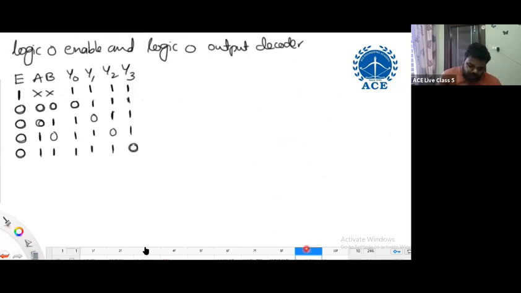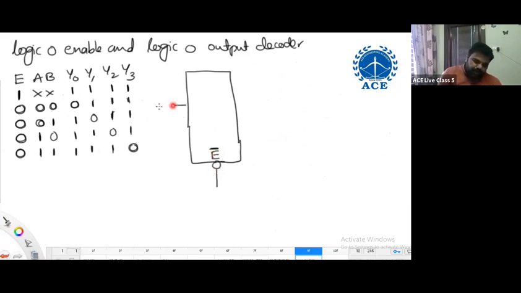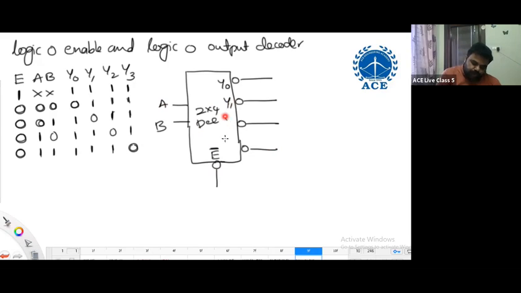The fourth one is what? Logic 0 enable, logic 0 output decoder. As we discussed already, the enabling can be 0 with a bar or bubble or both. And at the input side, what we have here? A, B. And the output side is exactly the second decoder's output complements. It is a 2 to 4 decoder, and here the outputs are y0, y1, y2, y3.